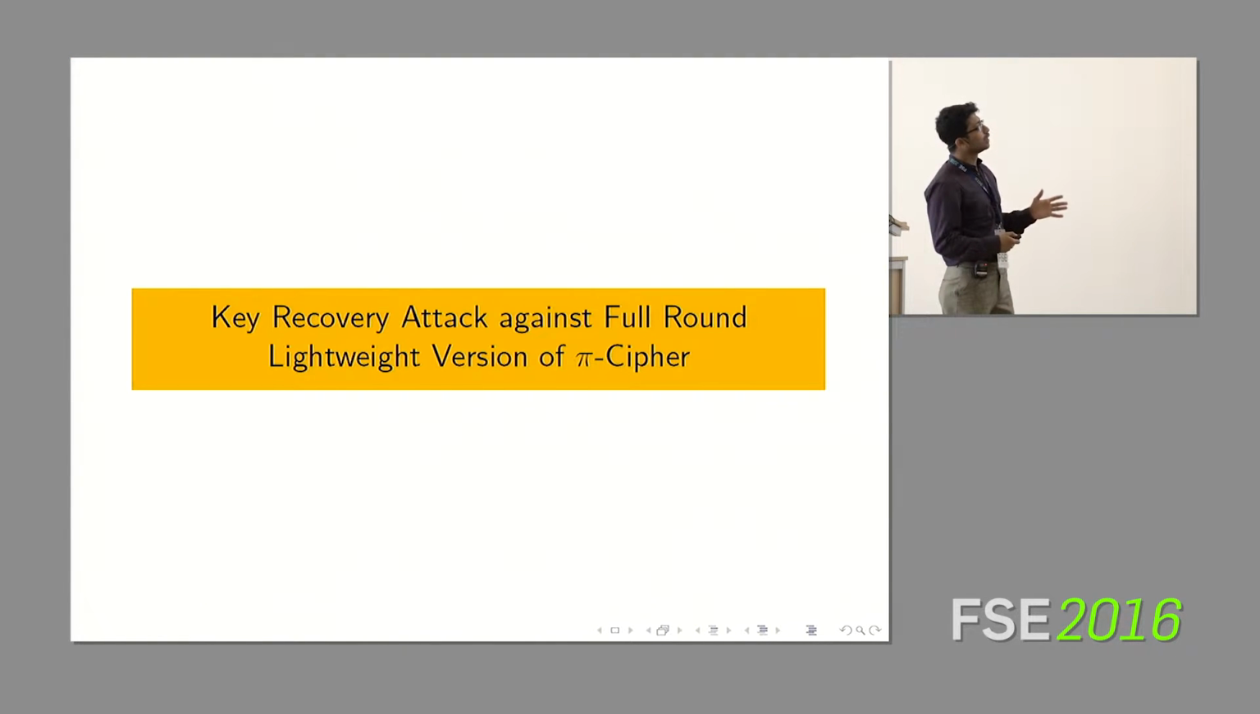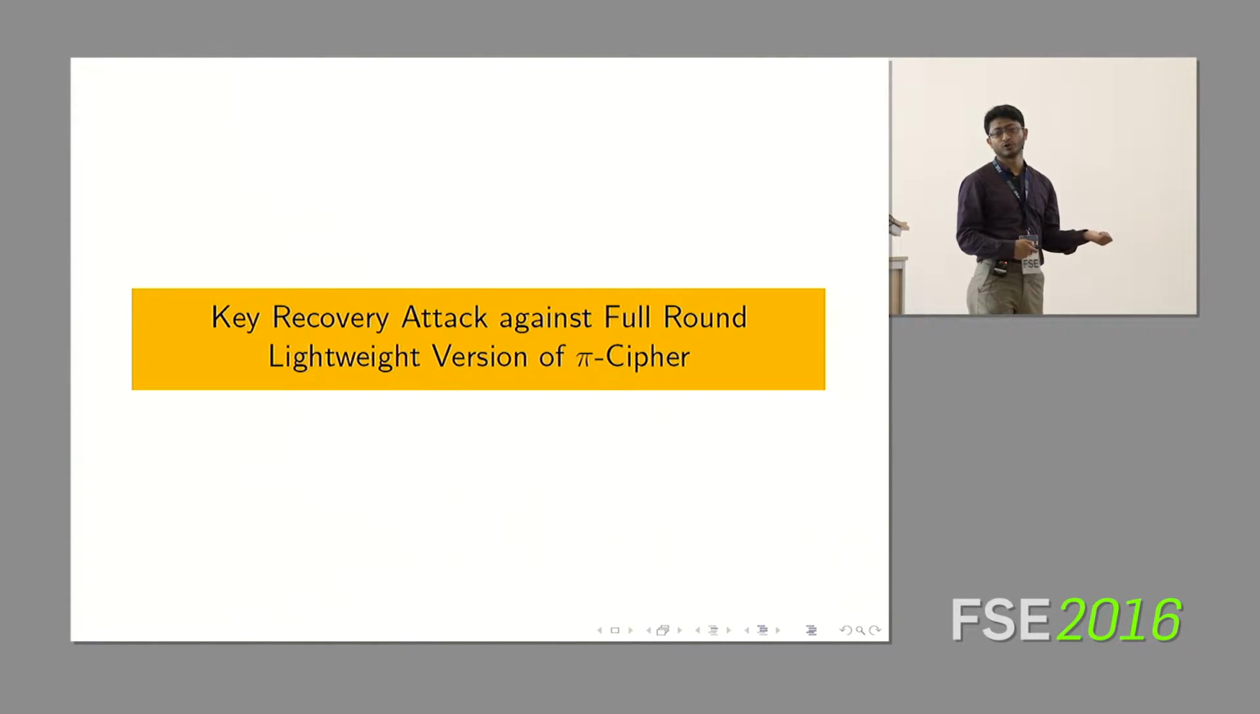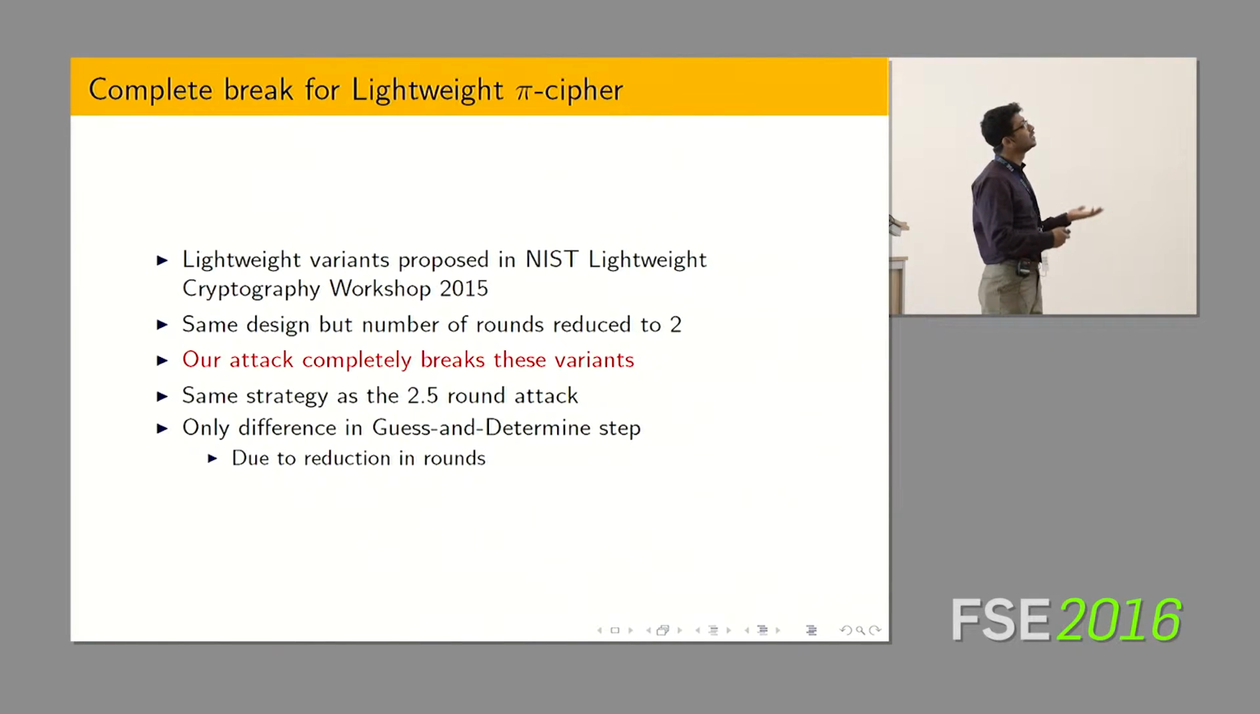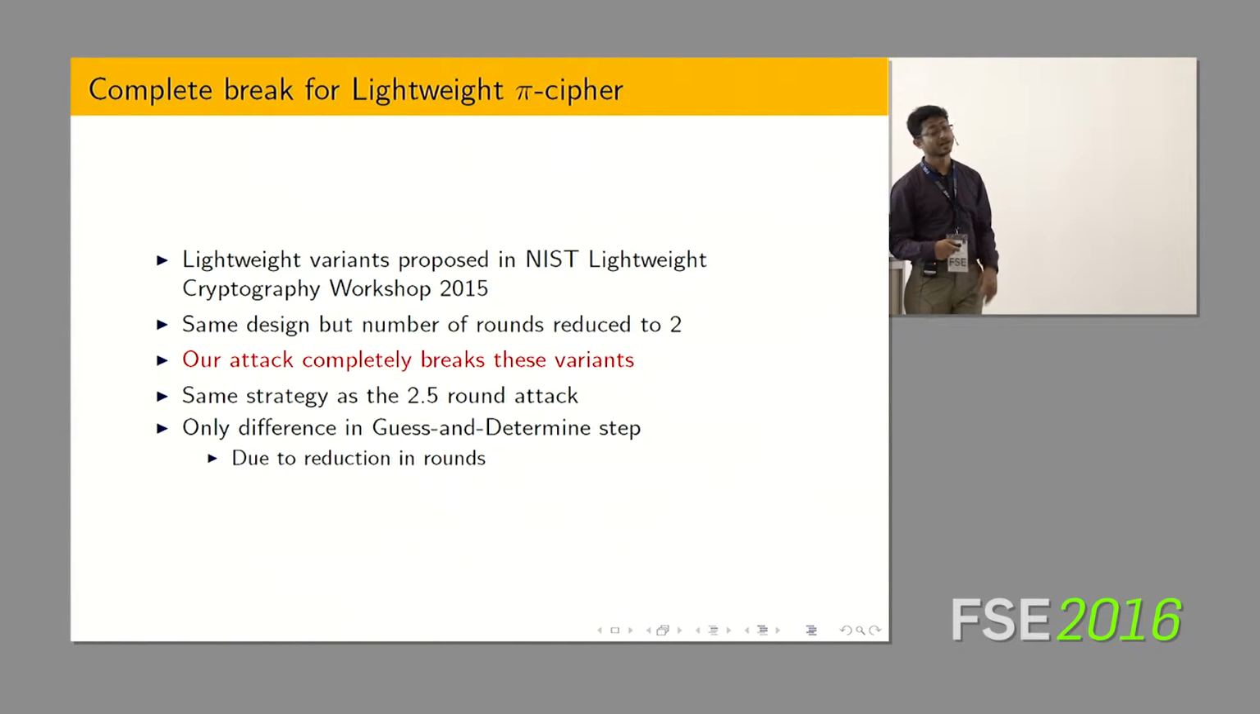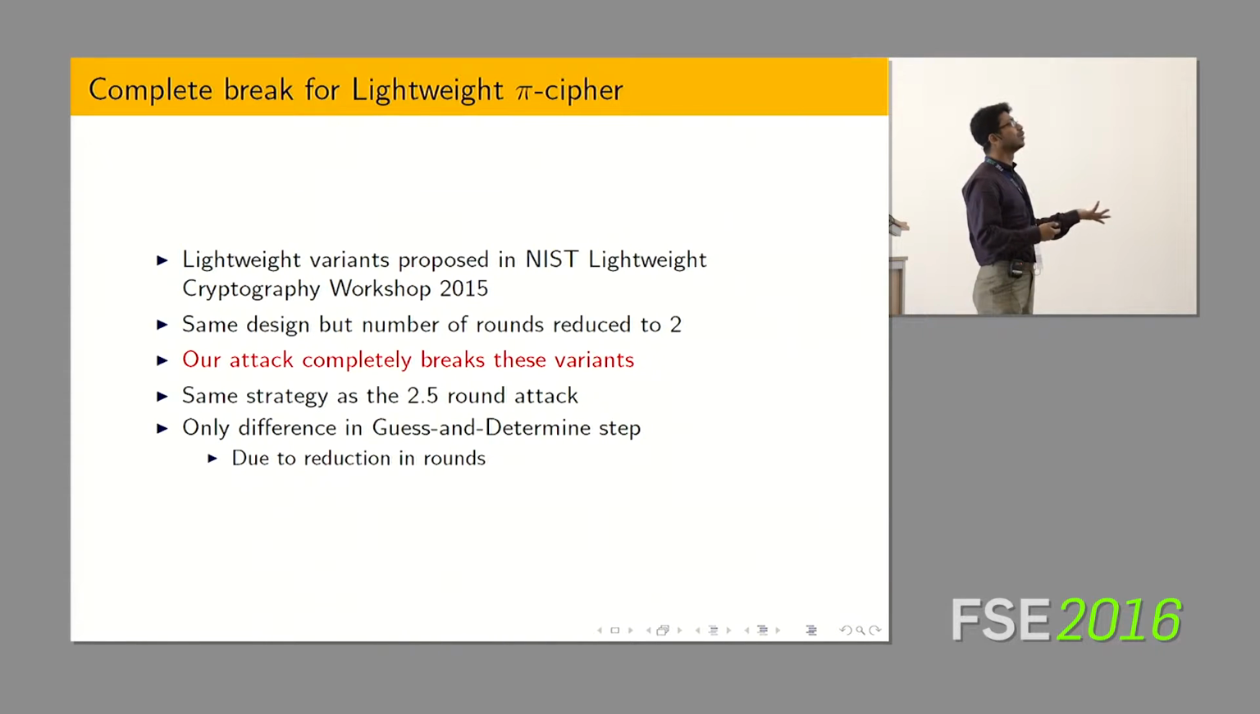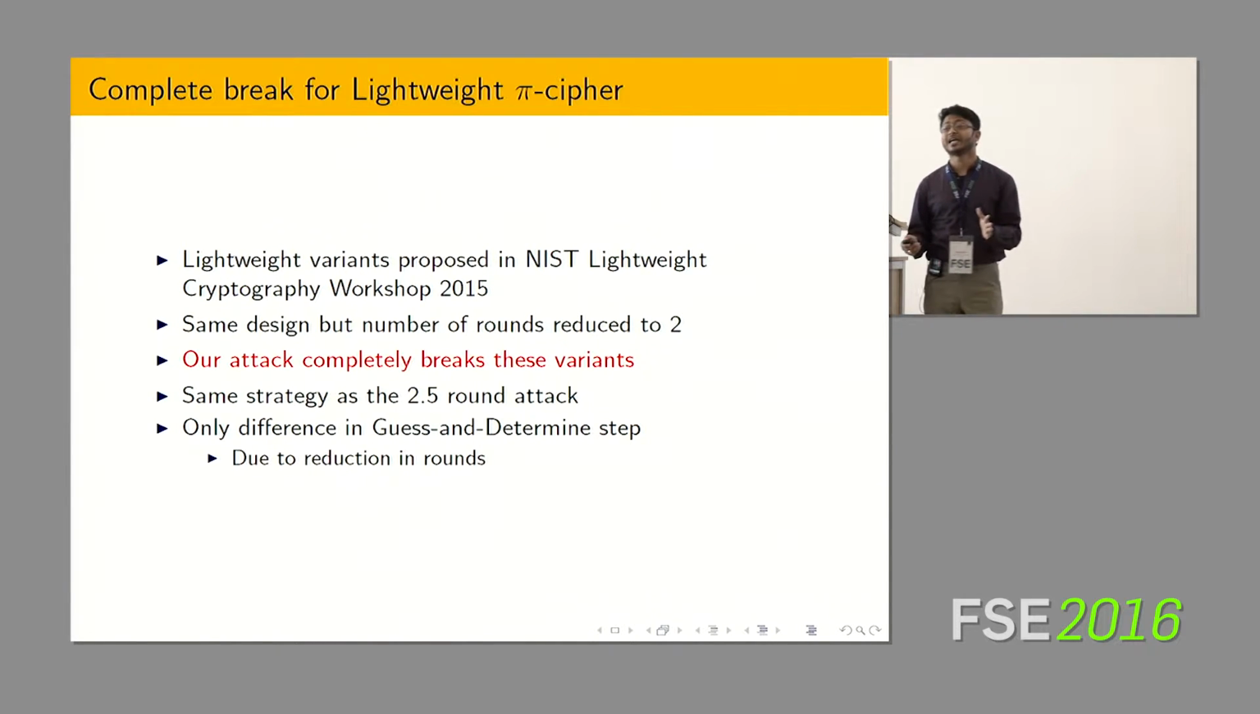So this was the attack on 2.5 rounds. Now let's look at the full rounds for the lightweight version. I think all of you can get the idea that this will definitely work for 2 rounds. These 2 round versions were presented in the NIST lightweight workshop last year, and the only difference is that they're reduced to 2 rounds. The strategy is the same. The only difference in our part is the guess and determine phase.